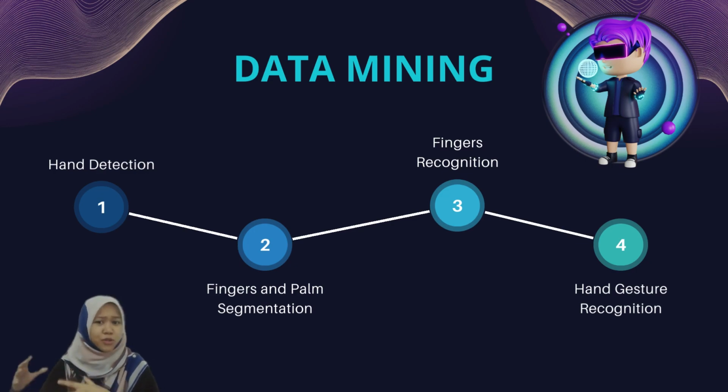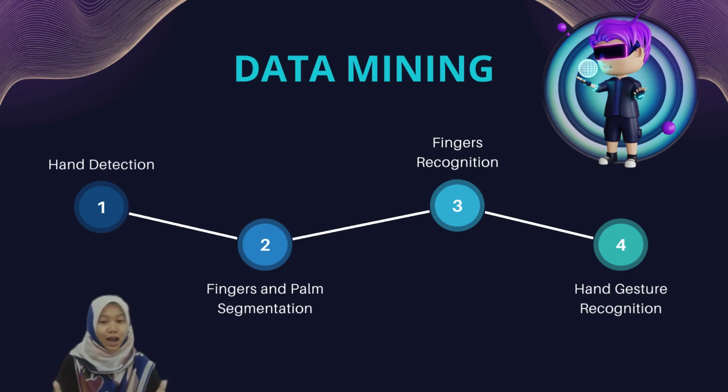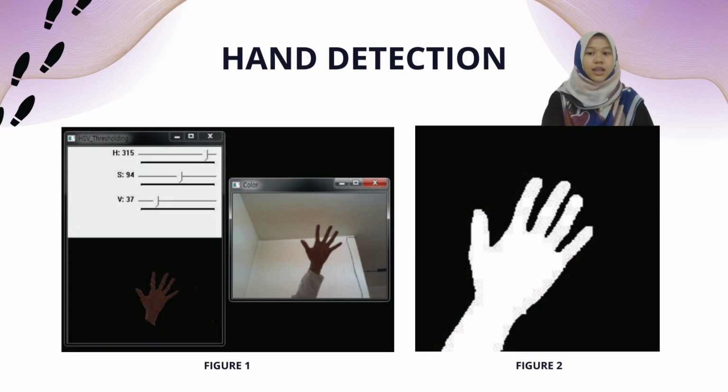Now, you must be wondering, behind all those techie stuff, what and how do they actually detect our hand? How do they process the images? Here I will be explaining how. The concepts are: the first one is hand detection, the second is fingers and palm segmentation, the third is fingers recognition, and the last is hand gesture recognition. So let's dive in.